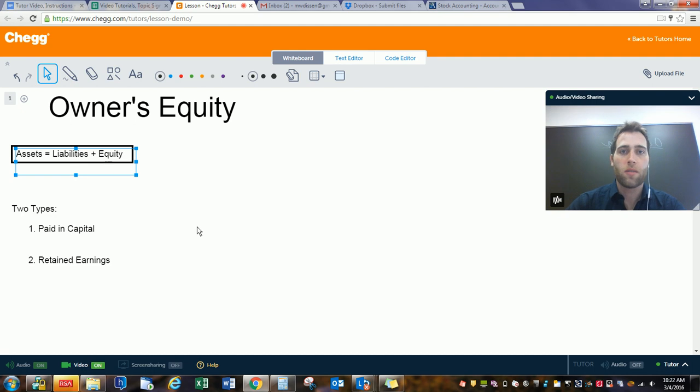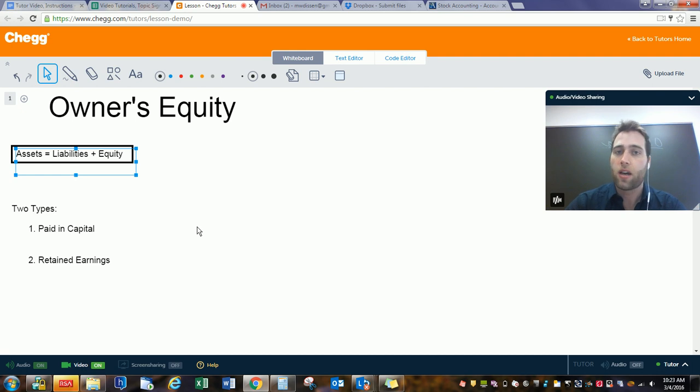A good example of that also is when a company sells its stock. If a company sells $20,000 in stock to a stock owner, they don't owe that money back ever. They get to keep that money. So that's going to be equity. They're going to have $20,000 in equity.